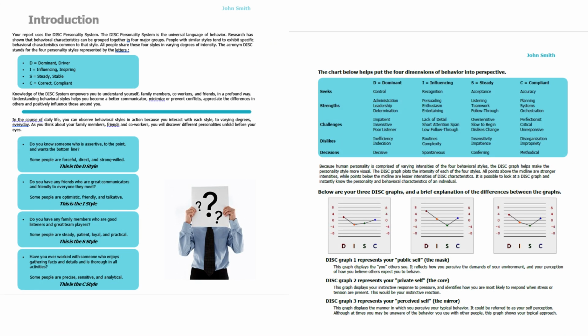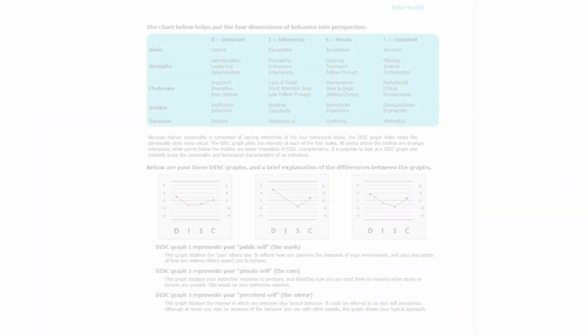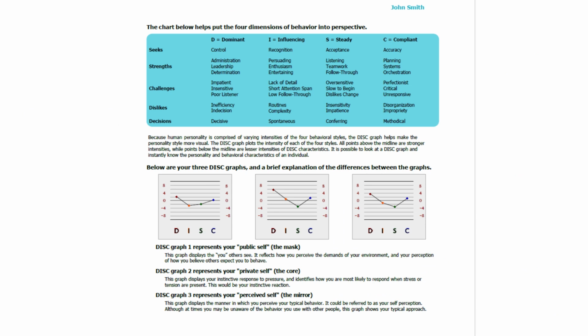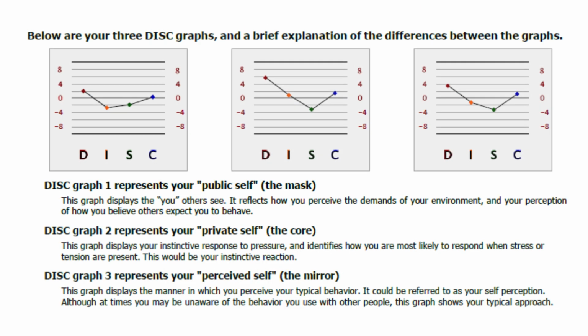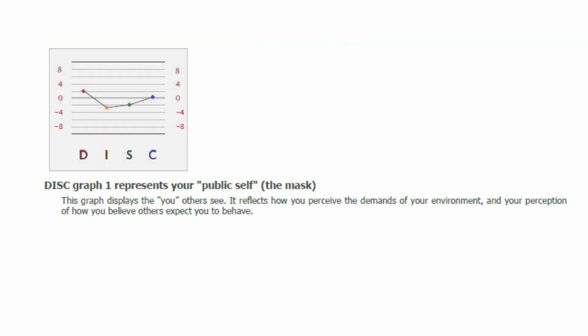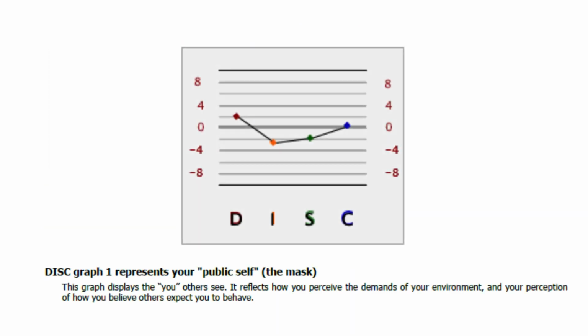Pages 2 and 3 provide a basic overview of DISC theory that will help you as you interpret the rest of the report and begin to see how the theory applies to you. The scoring of the assessment appears for the first time on page 3. The scores are presented in three graphs, each with a different context. The first graph reflects how you feel your colleagues expect you to behave in your role. It's called the public self.